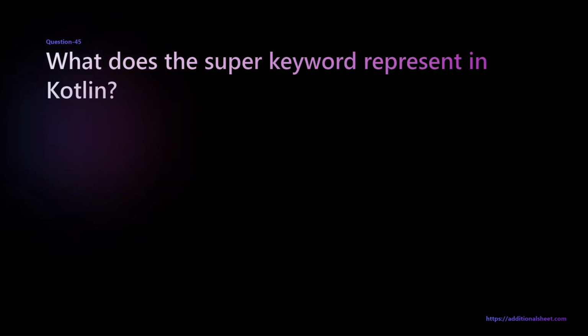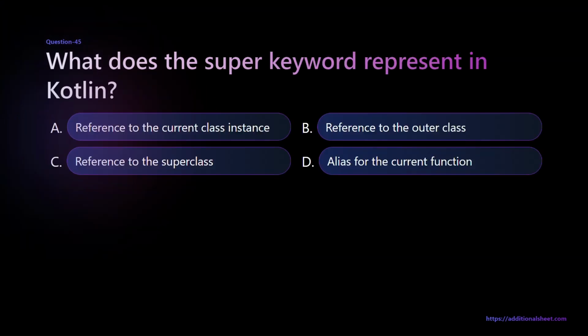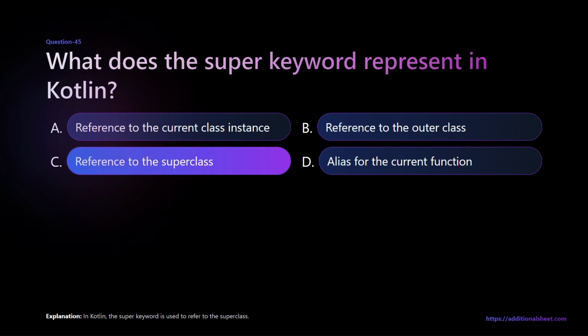What does the super keyword represent in Kotlin? Option A, reference to the current class instance. Option B, reference to the outer class. Option C, reference to the superclass. Option D, alias for the current function. The correct answer is option C, reference to the superclass.